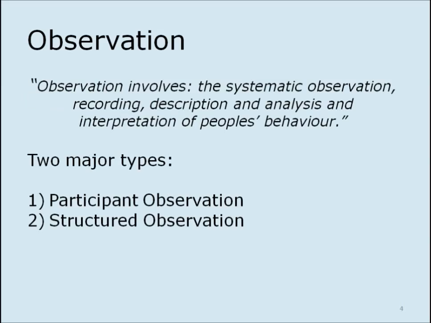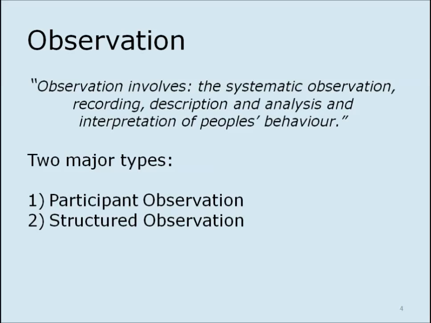First one we'll look at is observational research. Now, observational research is defined as a systematic observation, recording, description, and analysis and interpretation of people's behaviour. Observation, as it says on the tin, is about watching people and watching situations and trying to understand what's going on and trying to understand their behaviour, or just understand what actually is going on within a situation.